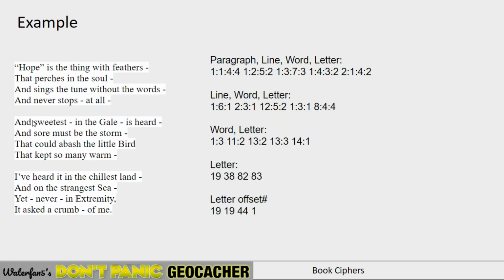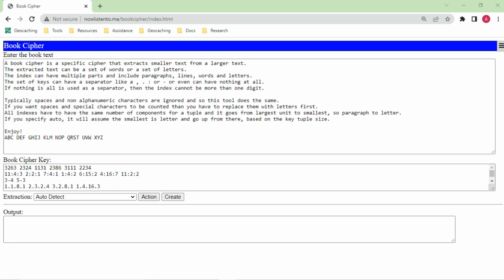So I'm going to use a poem, Hope by Emily Dickinson, and I'm going to use variations of book ciphers. So one that's paragraph, line, word, letter, one that's line, word, and letter, one word and letter, and one letter offset. And I'm going to use this poem, right? So basically it says 1144, paragraph, line, word, letter: first paragraph, first line, fourth word, and then fourth letter, and so on. So we're going to do that. So let's take a look. Okay, so let's try this using one of the websites that I just gave.